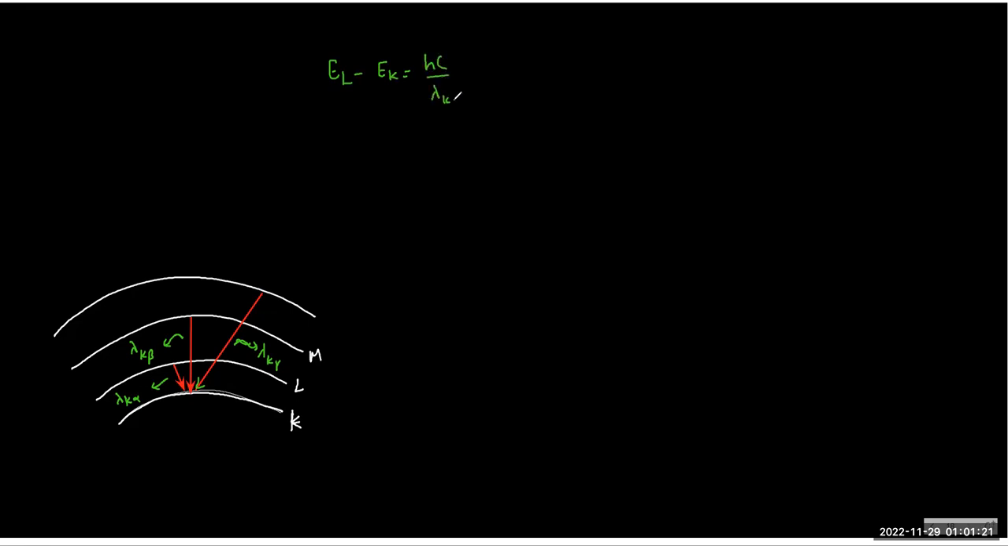hc by lambda K alpha. EM minus EK is hc by lambda K beta. Generally, we go up to two values, but you can go further. EN minus EK is hc by lambda K gamma. I hope this is clear. Yes or no? Yes.